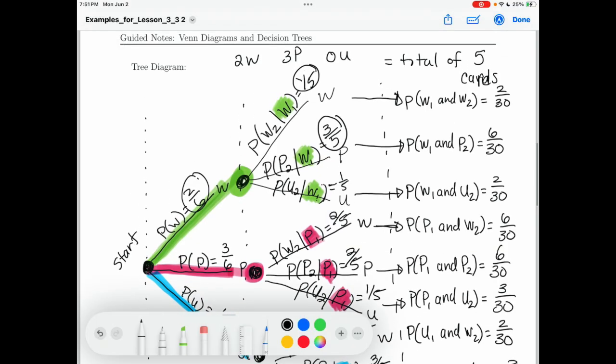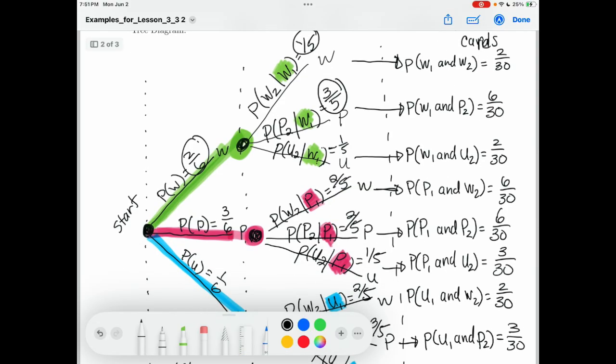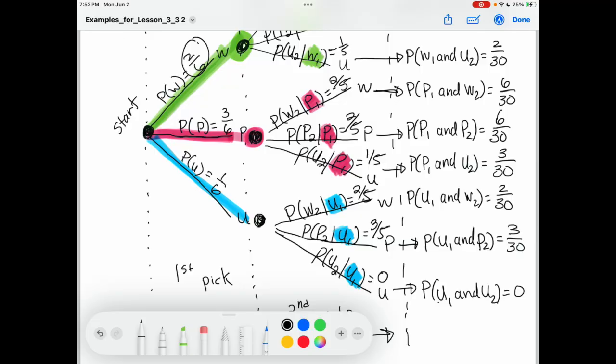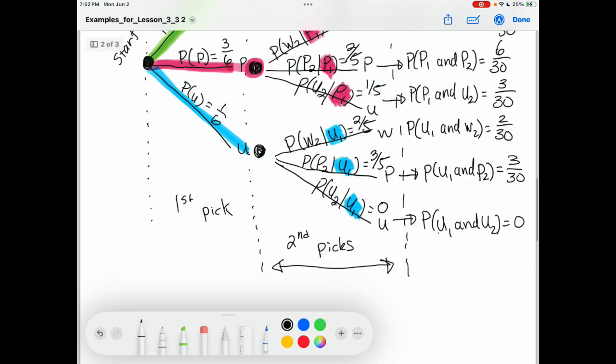So here we just made a probability distribution. We listed all of the possible outcomes with all of the probabilities. If I add all of these probabilities up that we just came up with, the 2 over 30, 6 over 30, 2 over 30, etc., I should get 30 out of 30, which is 1.